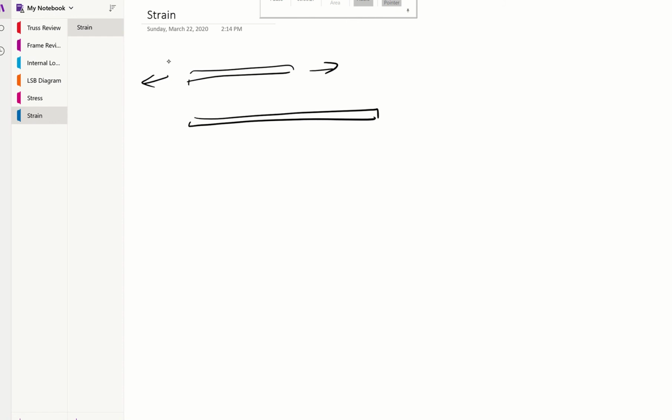If the original length is L naught, and now it has become this length, which we call L prime, okay? So it has been elongated, and strain is about the deformation. How much has it been elongated? And here's a little formula for normal strain.